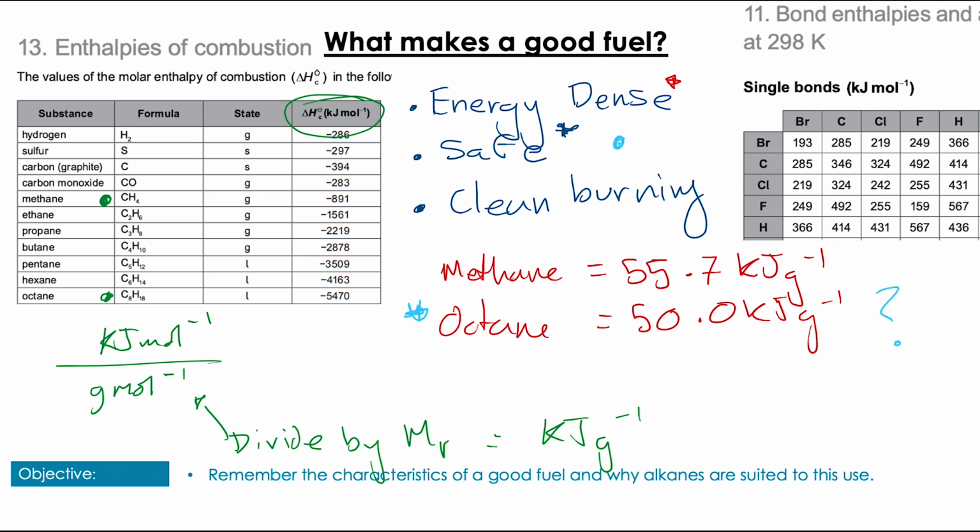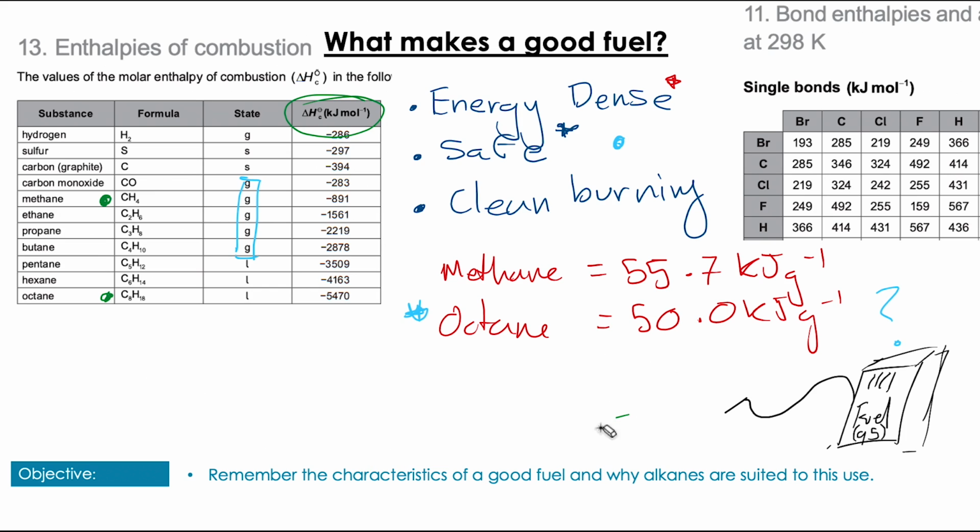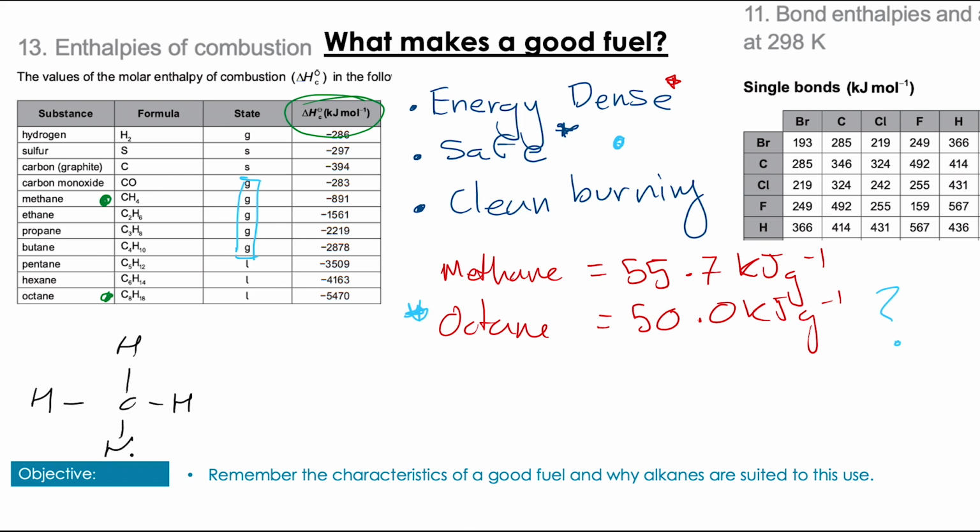Well, that comes down to safety. If we have a look here, we see these are all gases, and from pentane up, we have liquids. Dealing with a liquid is a lot easier than dealing with a gas. If you're trying to fill your car up at a station, having a liquid is a lot less dangerous for a normal person to use, and therefore octane is preferred. So why do we see this trend then?